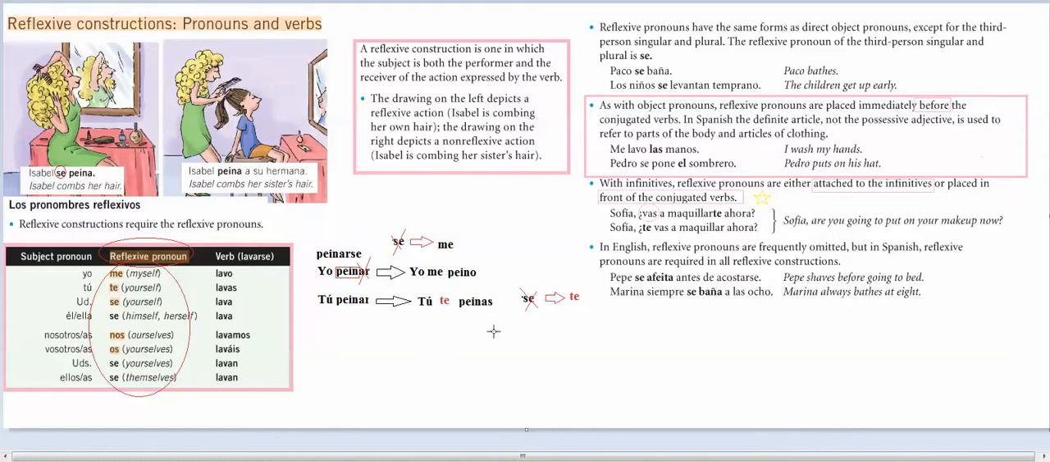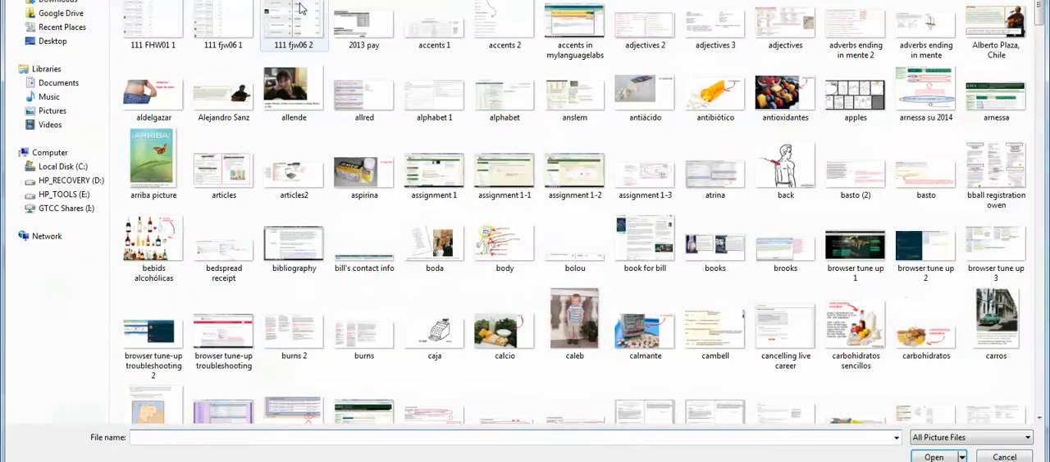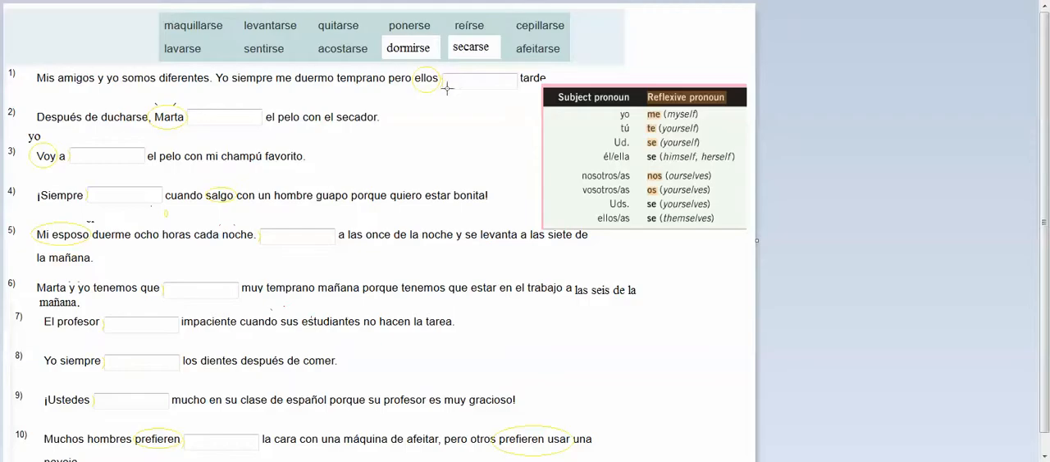Okay, so that's how you would do it, tú te peinas. Okay, so let's do some practice. If I find the right one. Okay, so mis amigos y yo. Let's talk about what each of these mean.